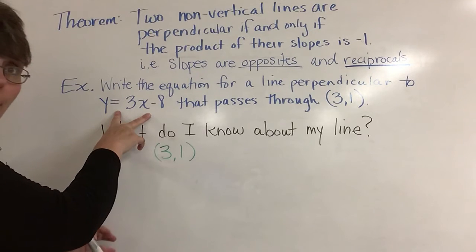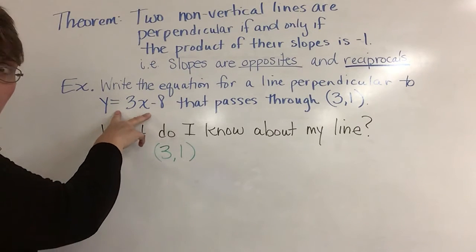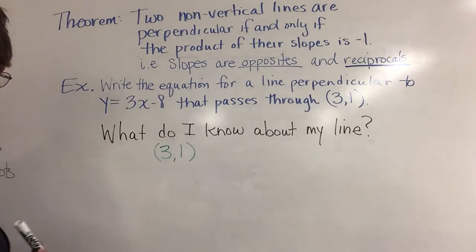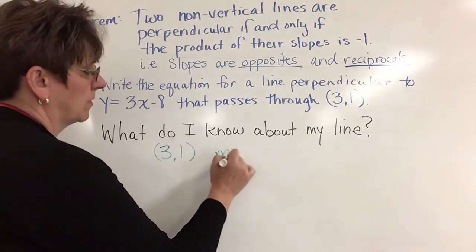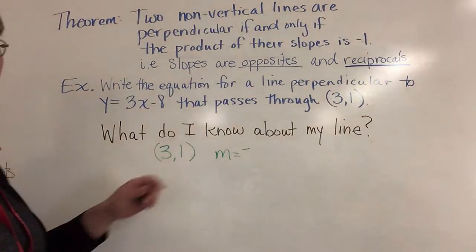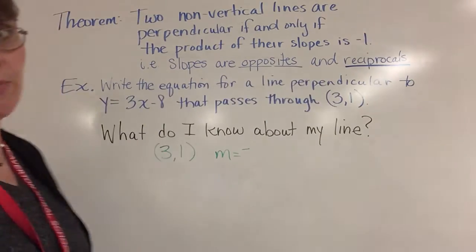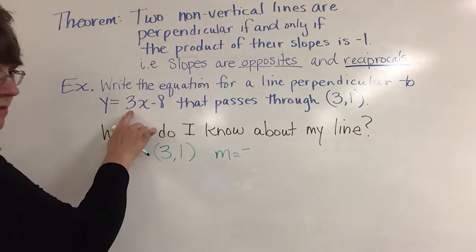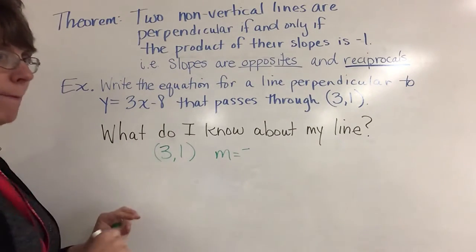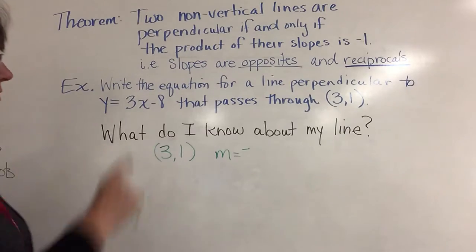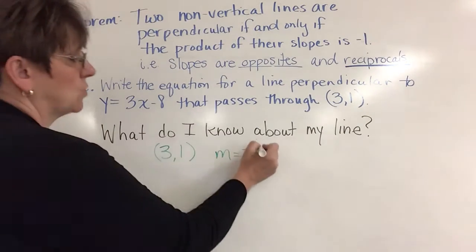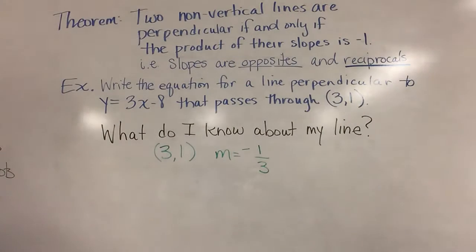Since they're not parallel, they don't have the same slope. Since they're perpendicular, they have slopes that are opposite. This one has a positive slope, so my line will have a negative slope. And not only are they opposites, but they are reciprocals as well. I know there's a glare up there, but that word says reciprocals. This one's a positive 3. Mine's going to be negative, but it's going to be the reciprocal of that. So the reciprocal of 3 over 1 is 1 over 3. Those are the only two facts I need about my line to be able to write an equation for it.